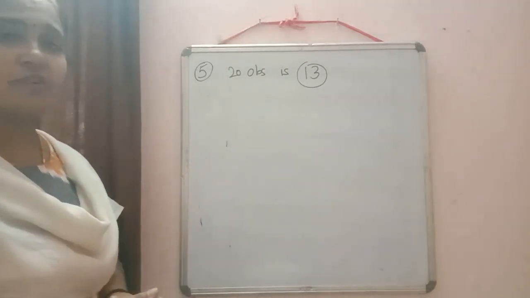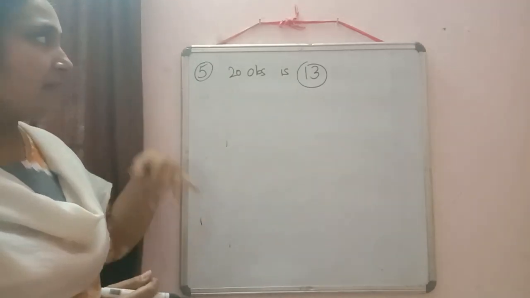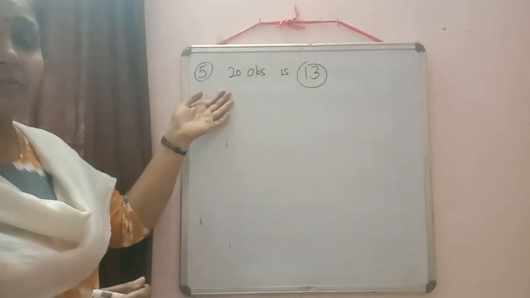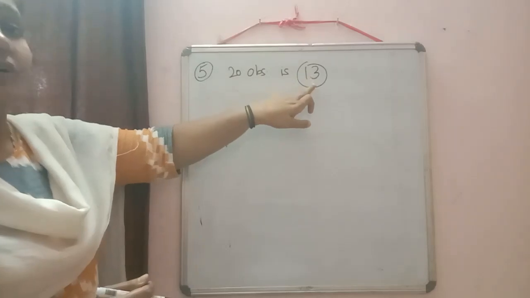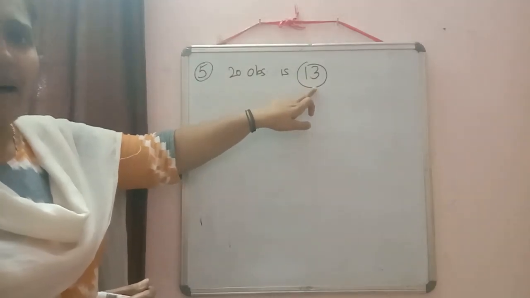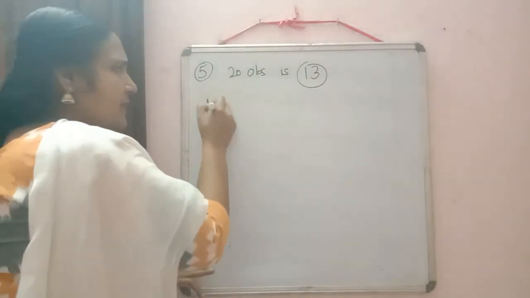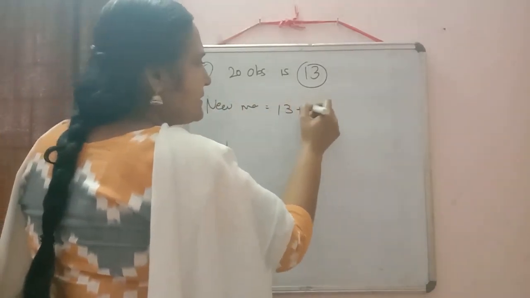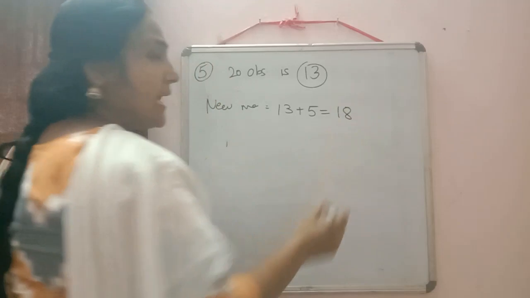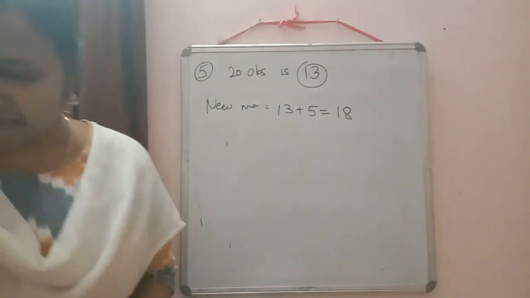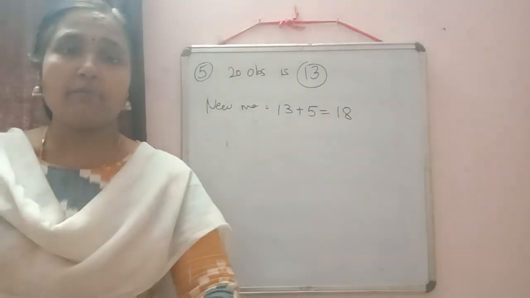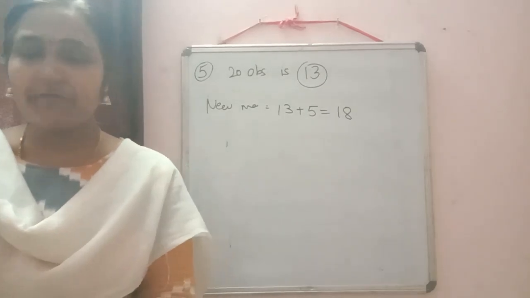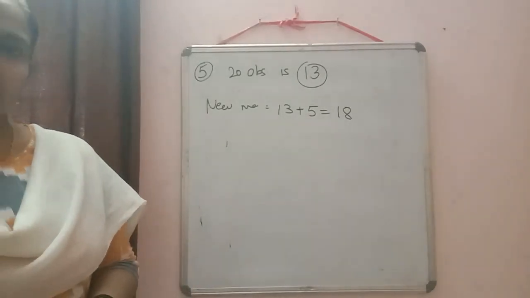In the previous question we proved everything. If each observation is increased by 5, mean also will get increased by 5. So just write down the answer there. New mean will be equal to 13 plus 5 is equal to 18. From statistics, 1 mark questions can be asked, so we have to practice these 1 mark questions.